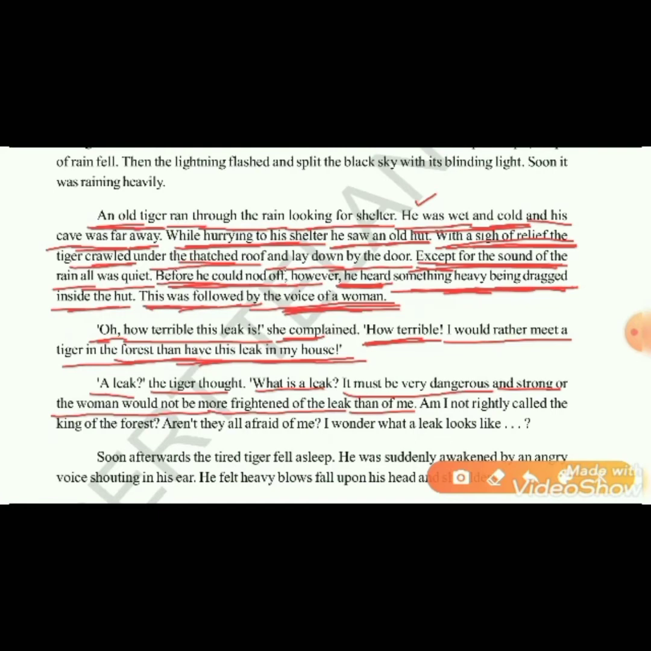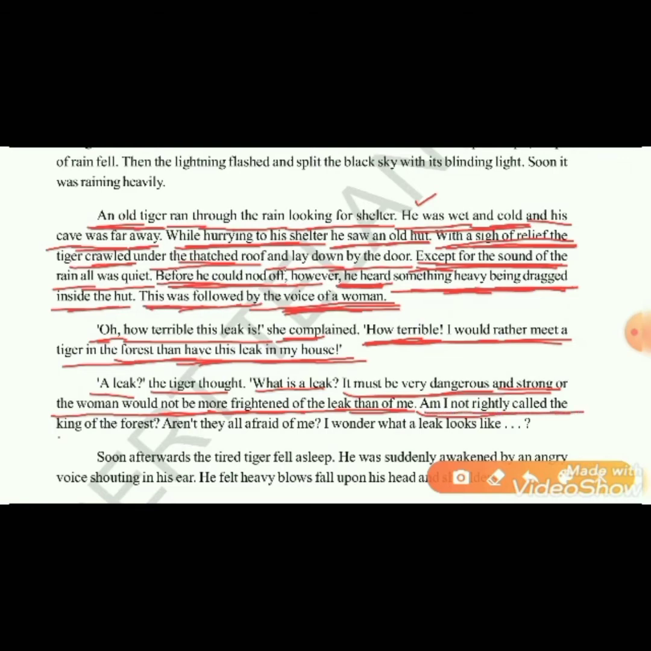So immediately the tiger started thinking, what is this leak? The woman is ready to live with me, and she is not afraid to live with a tiger, but she is afraid to live with a leak, which means the leak must be very dangerous, frightening, and strong. Am I not rightly called the king of the forest? Who is the king of the forest? Lion. Also the tiger, because it belongs to the same class. Aren't they all afraid of me? I wonder what a leak looks like.